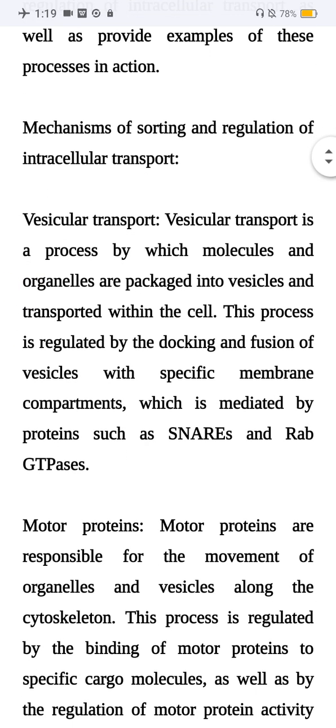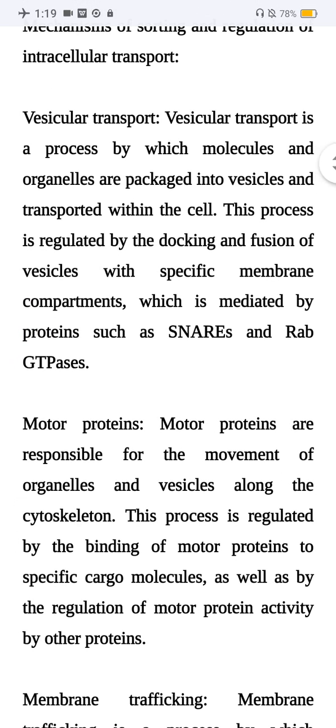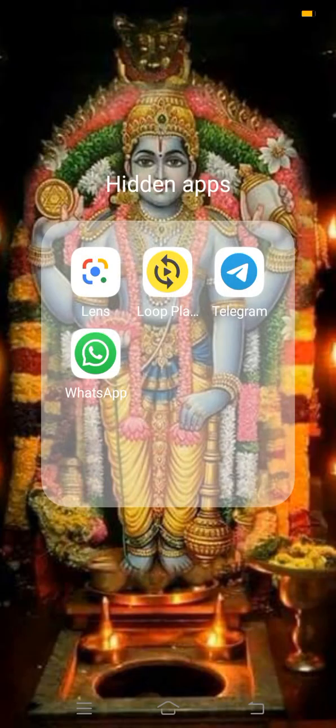So, mechanisms of sorting and regulation of intracellular transport. Vesicular transport. Vesicular transport is a process by which molecules and organelles are packed into vesicles and transported within the cell. This process is regulated by the docking and fusion of vesicles with the different membrane compartments, which is mediated by proteins such as SNAREs, ARFs, and Rab GTPases.